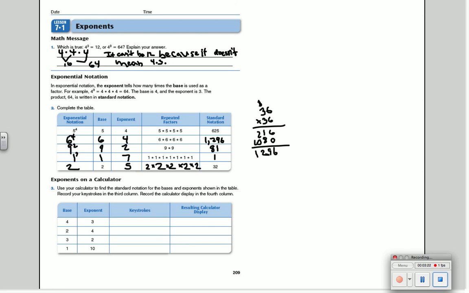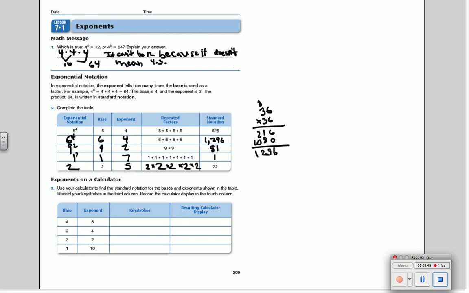The next one is actually quite easy. So there's a bunch of ones you're multiplying by themselves, which equals, drumroll please, just 1. So that written in standard notation is 1. In exponential notation, the base is 1 and the exponent is 7 because 1 is written 7 different times, so it's 1 to the 7th power.